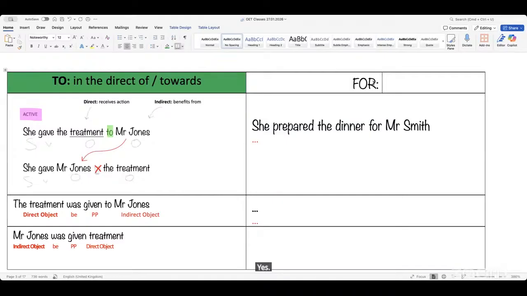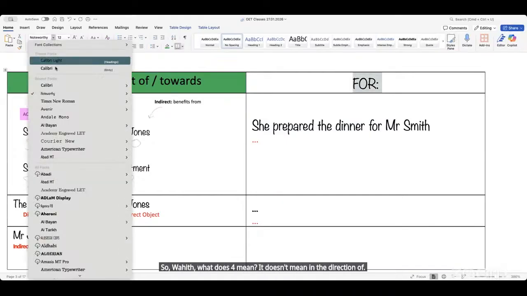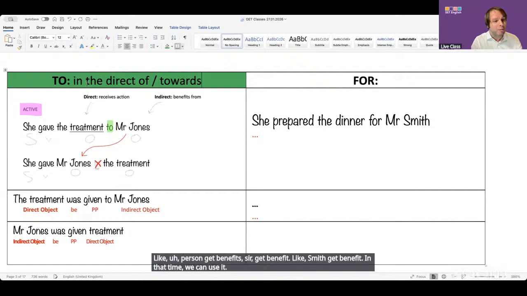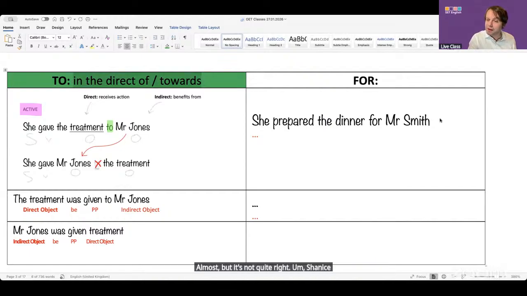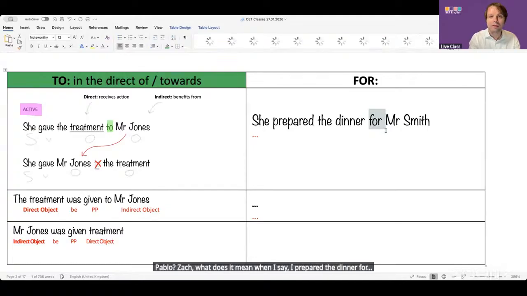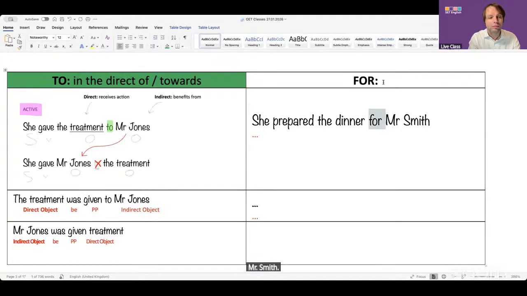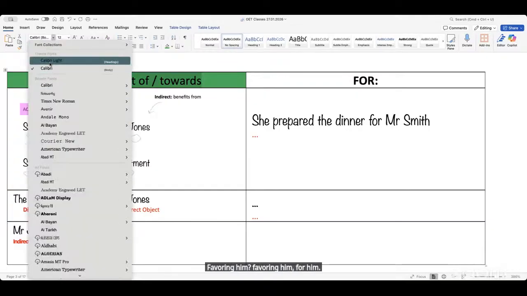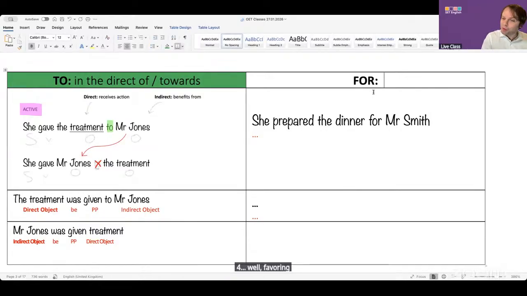So Wahid, what does "for" mean? It doesn't mean in the direction of. For in sentences like this shows possession, like a person gets a benefit. Almost, but it's not quite right. Shanice, any ideas? Benedetta, can you help him? Pablo? Zach, what does it mean when I say, I prepared the dinner for Mr. Smith? Amala, what does it mean? Zach. Favoring him? Favoring him, for him. Well, favoring him, not quite.